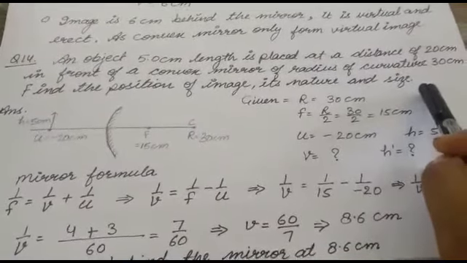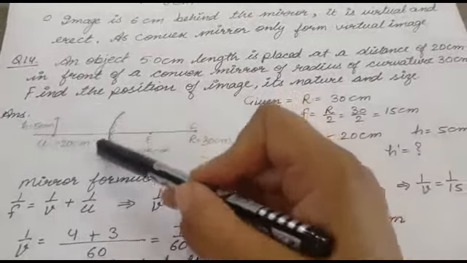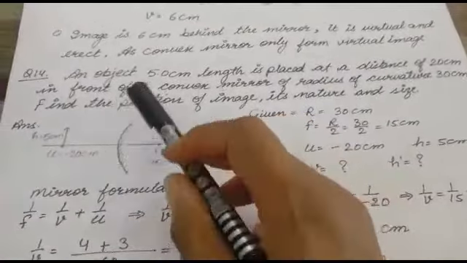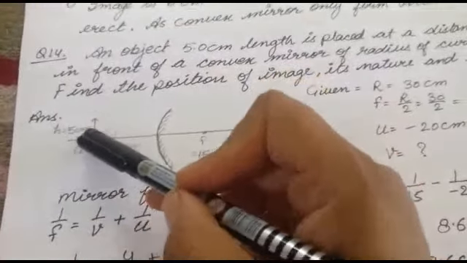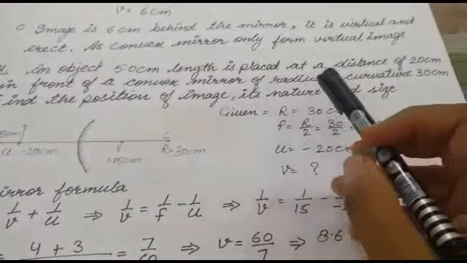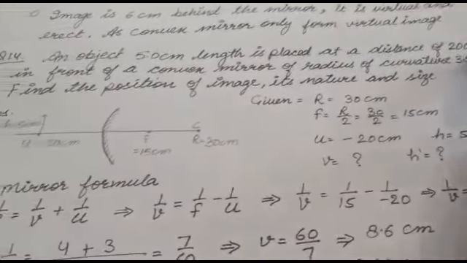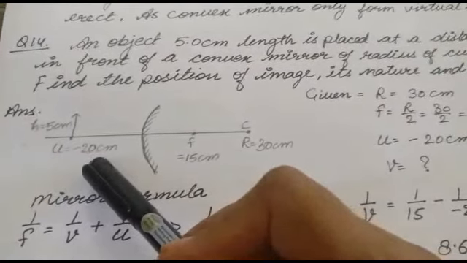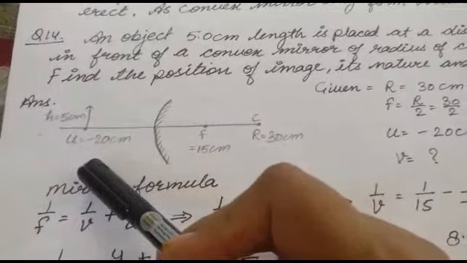So what is given in the question? Let us see it with the diagram. We are given a convex mirror. This is the convex mirror and the height of the object is 5 centimeters. Here is the object which is 5 centimeter long, and it is placed in front of the mirror at 20 centimeter. So the distance of the object is 20 centimeter, and as it is kept at the left side, the value is in minus.